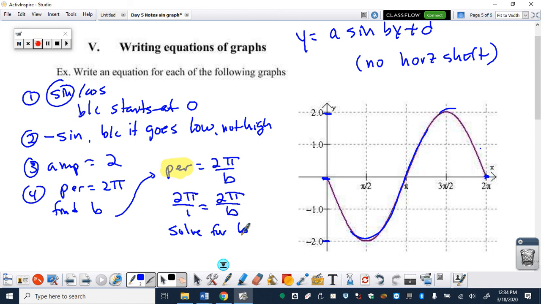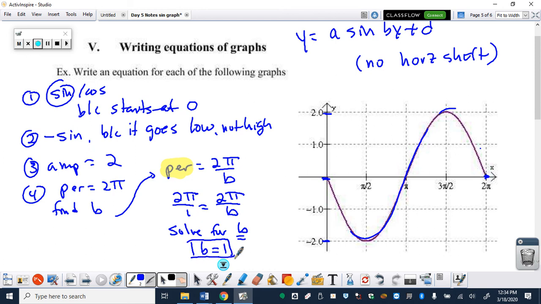In a couple of examples, it may get a little bit longer where we have to find frequency. You can't get frequency just by looking at the graph. You have to set up a short equation, setting period equal to 2 pi over b, cross multiply to get b. Here, b is equal to 1.